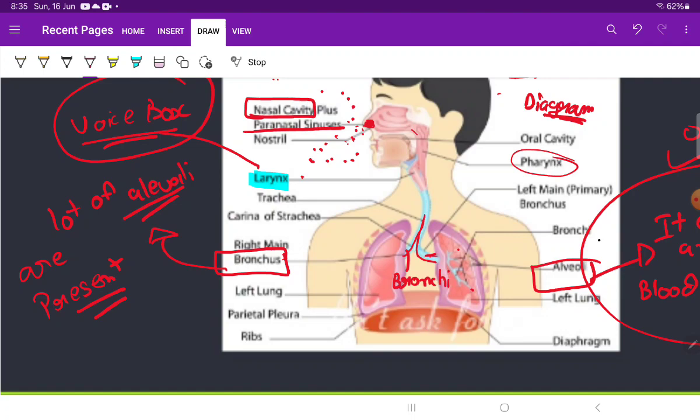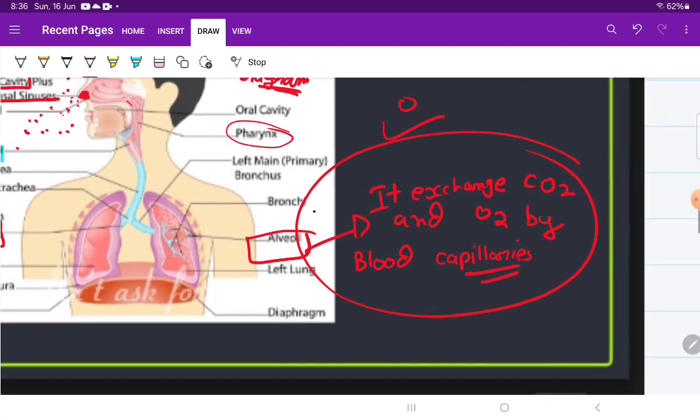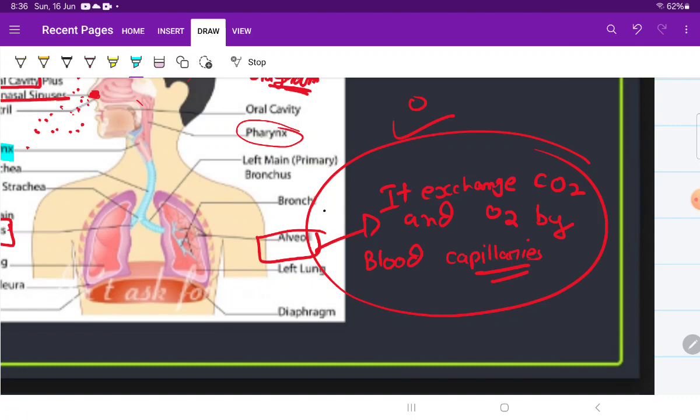Two bronchi, left bronchus and right bronchus. Then the bronchi divide into bronchi. There are lots of bronchi in our lungs. At every bronchus there are alveoli. Alveoli are present over there. This is the alveoli. I have underlined it over here also.